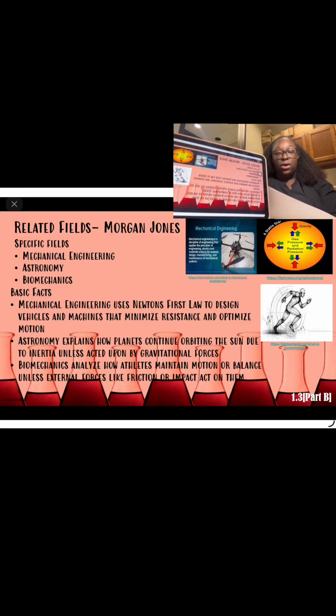These fields rely on the first law to understand and improve motion, whether it's a car engine, a planet, or the human body. And the person who made all of this possible was one of the greatest scientists in history, Sir Isaac Newton. In the next slide, we will be talking more about him.